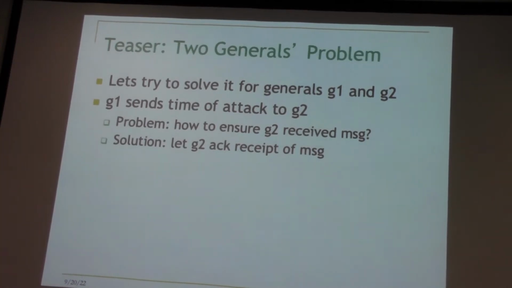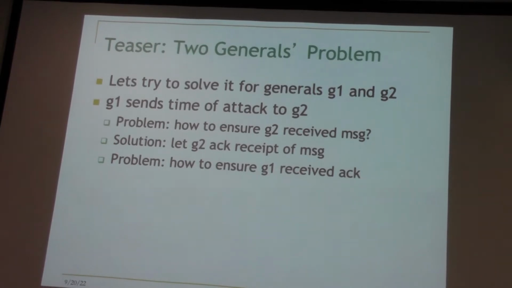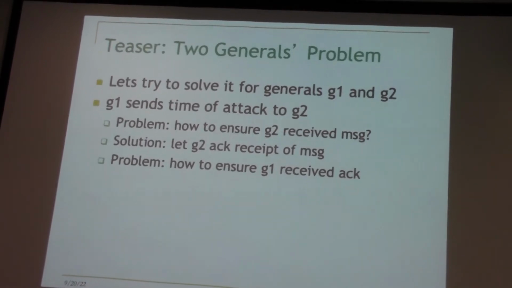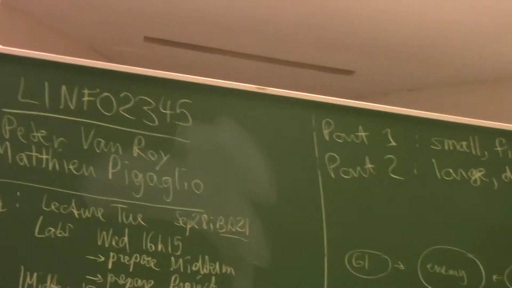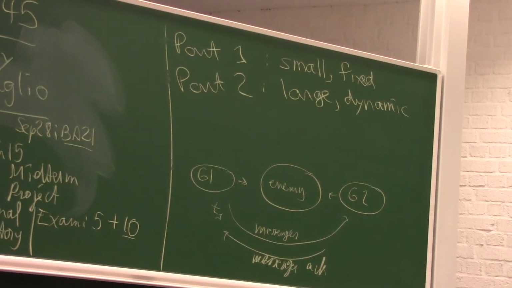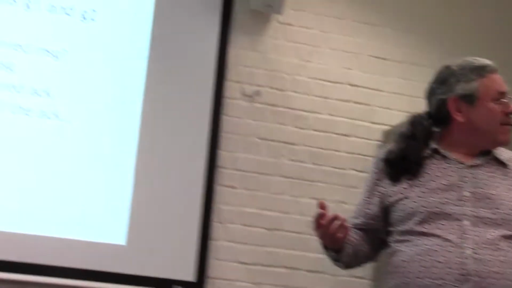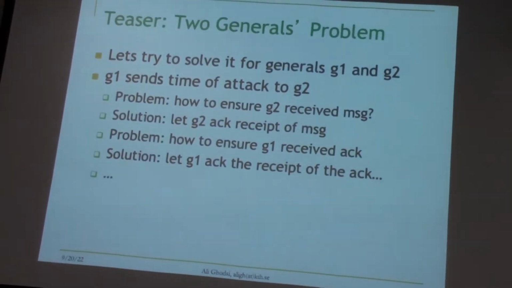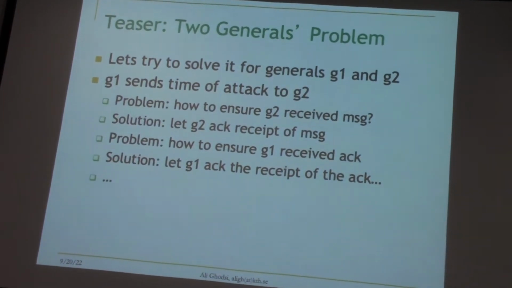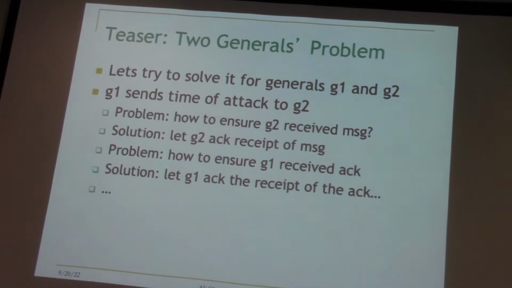But is that really a solution? What do you think? Well, the acknowledgement also goes through a messenger, so maybe it disappears. How can we ensure that G1 has actually received the message? So G2 sends the acknowledgement, but how can G2 be sure that G1 receives the message? Well, G1 can send another acknowledgement back. You see where I'm going here, huh? G1 can acknowledge the receipt of the acknowledgement from G2. But that acknowledgement can also disappear. You see there's some kind of problem here, huh? You feel there's a problem here. And you can formalize that. But intuitively, you can see there's a kind of a problem.